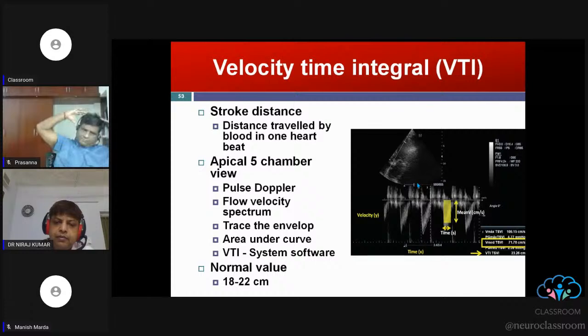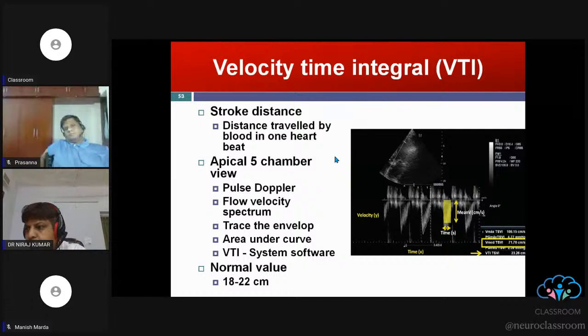Then the second point is the VTI calculation. VTI is nothing but the distance. You have to obtain this apical 5 chamber view, then you have to use pulse Doppler. Pulse Doppler is applied to this LVOT area of the 5 chamber view, and you will obtain this flow velocity spectrum. Whenever you apply this pulse Doppler, you will get this spectrum.